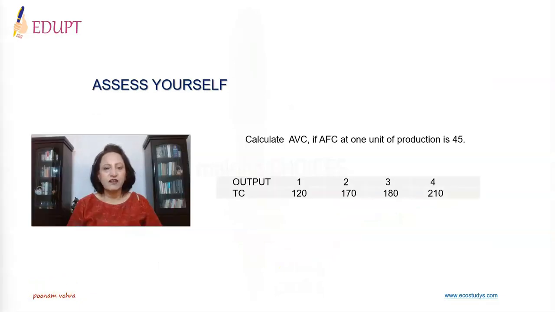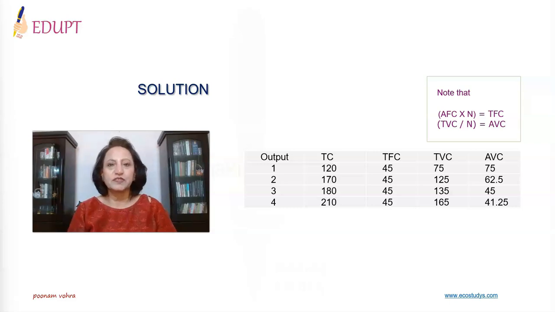Now, assess yourself and solve this simple numerical. Calculate average variable cost if average fixed cost at 1 unit of production is 45. Output is given as 1, 2, 3 and 4 units. Total cost incurred is 120 for 1 unit, 170 for 2 units, 180 for 3 units and 210 for 4 units.